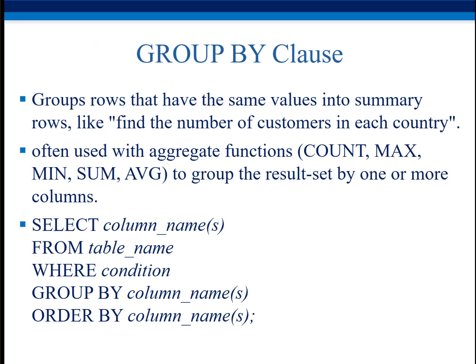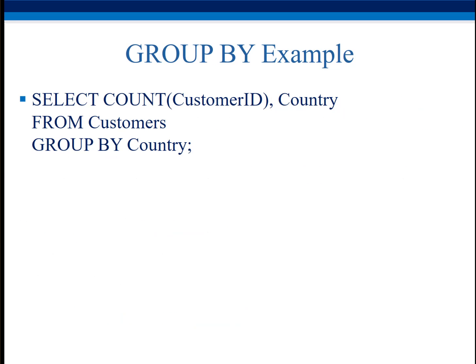So GROUP BY over here allows you to group values in here. So if we want to make sure that we have it all listing in a nice order, we're going to use the group. So the syntax is select the column names from table. Of course, you put your condition, and you're going to group by column, either name or names, and you're going to order it by. So here's an example. Select count of customer ID and country from customers.